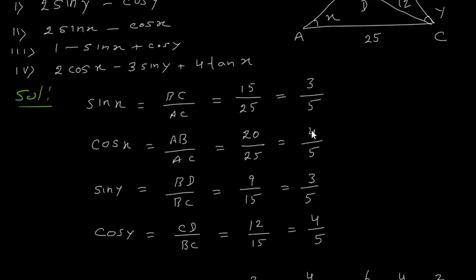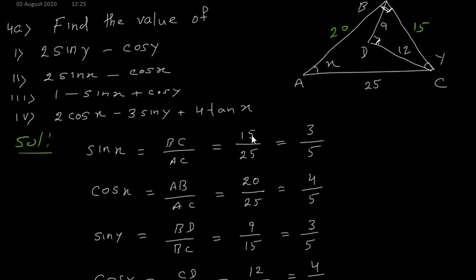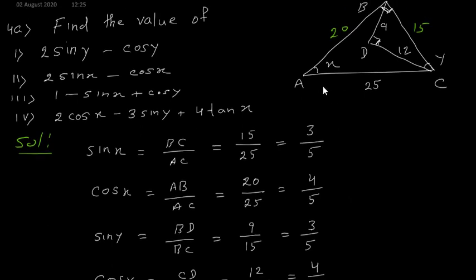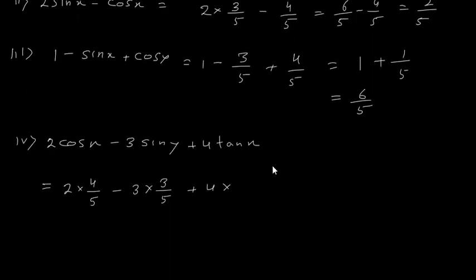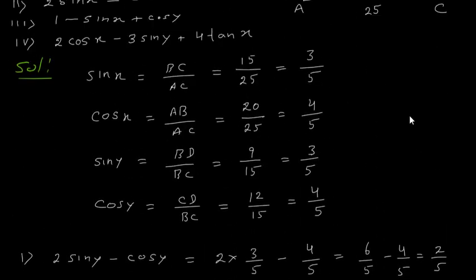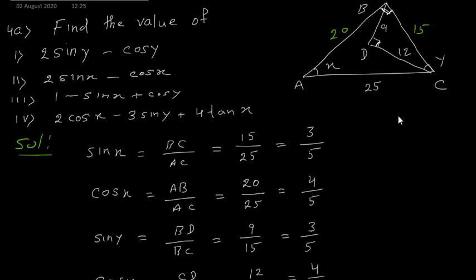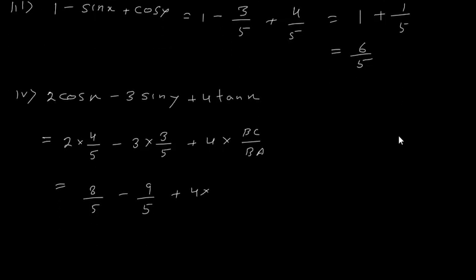The value of tan x. Okay, we haven't found tan x, but tan x is what? Sin x upon cos x, or directly you see tan x is opposite upon adjacent. So that is BC upon BA. So this is 4 into BC upon BA. This is 4 times 4 upon 5 minus 3 times 3 upon 5 plus 4 into the value of BC. The value of BC is 15 upon 20. So this is 4 into 15 upon 20.